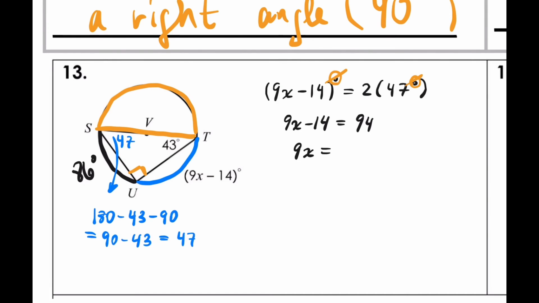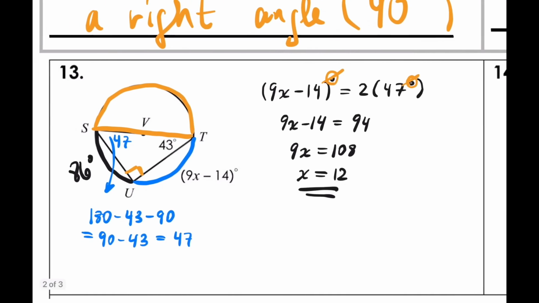I'm going to get 9x equals, and then on this side, I will get 108, okay? And then x is equal to, and luckily that perfectly divides 9 by 12. Look at that. x is 12. Okay, so that's how we figured this guy out. This is like 3 steps. That one's a pretty tough one, right? So if you can do that one, you can do them all.